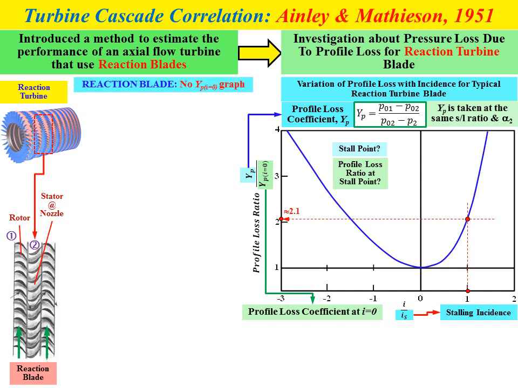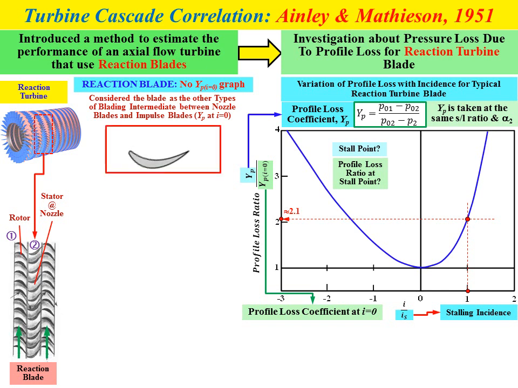Okay, different from the impulse turbine or impulse blade, for the reaction blade there is no YP at I equal to 0 graph. That's why we consider the reaction blade as another type of blading intermediate between nozzle blades and impulse blades. So we need to use the data that we obtained for the impulse blade in order to obtain YP at I equal to 0 for the reaction blades.